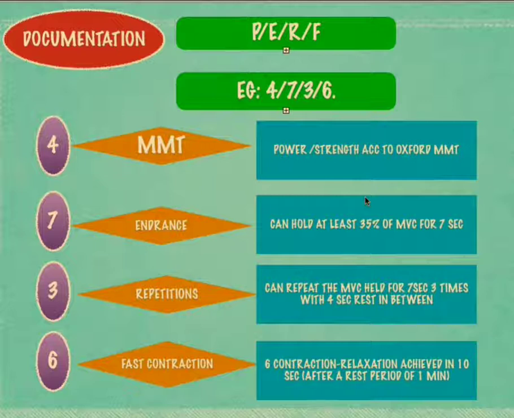Endurance: can hold at least 35% of MVC for 7 seconds. Repetitions: can repeat the MVC held for 7 seconds 3 times, with 4 seconds rest in between. Fast contractions: 6 contractions, relaxation achieved in 10 seconds, later rest period of 1 minute. This is documentation.